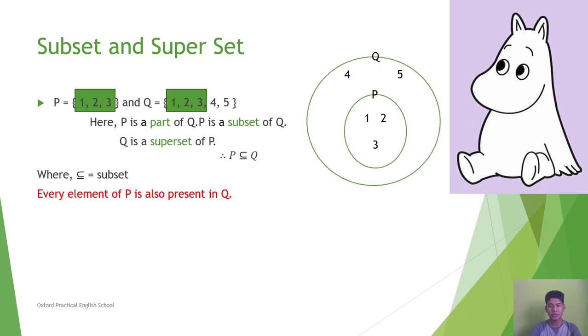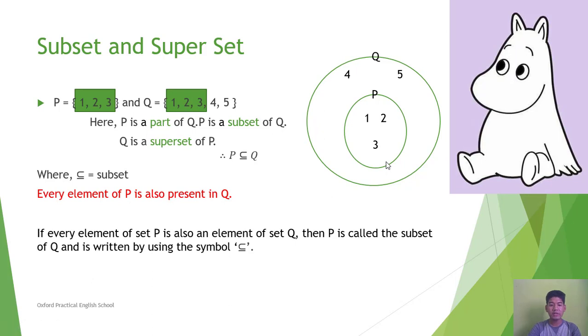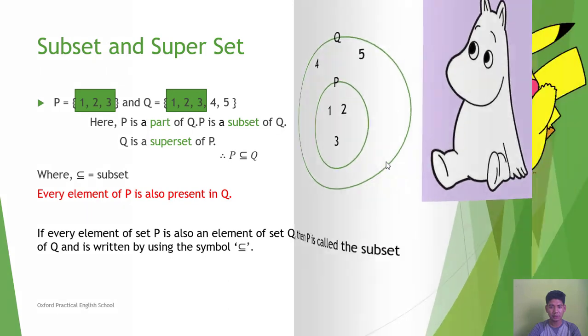This is how it is represented in a Venn diagram. The elements of set P are 1, 2, 3. The elements of set Q are 1, 2, 3, 4, 5. The reason why P is inside set Q is because set P is a part of set Q. Therefore, if every element of set P is also an element of set Q, then P is called the subset of Q and is written by using the symbol slanted U with an underline.